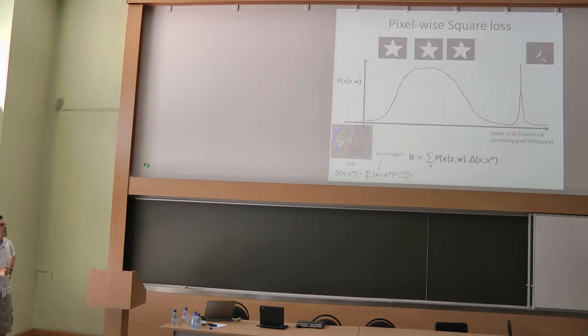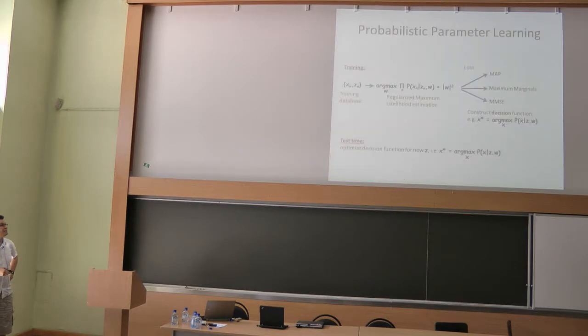Okay? Now there's something else you could use, which is the pixel square loss. We don't necessarily have binary labels, we could have multiple labels, and then it's just the square difference between these two observations, x and x star, and we get something called the MMSE estimate, minimum mean squared error. It weights all of the solutions with the marginals, and you sum over that.